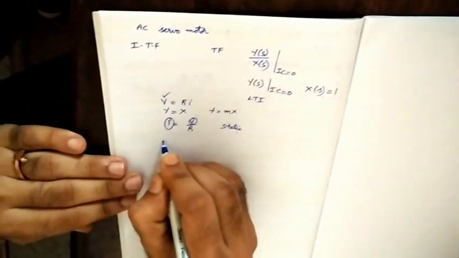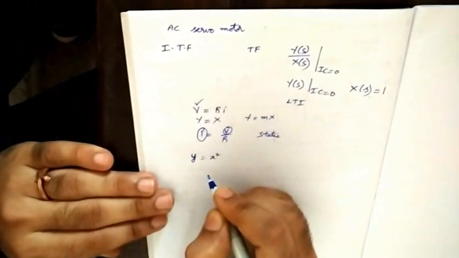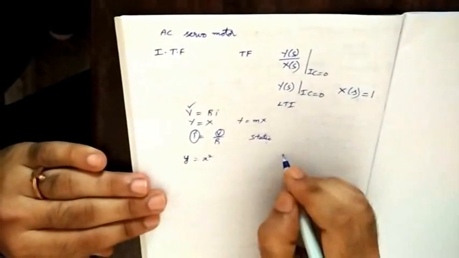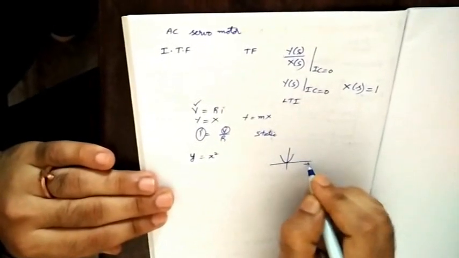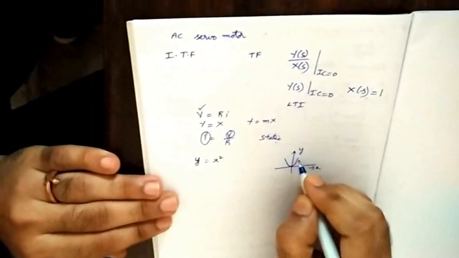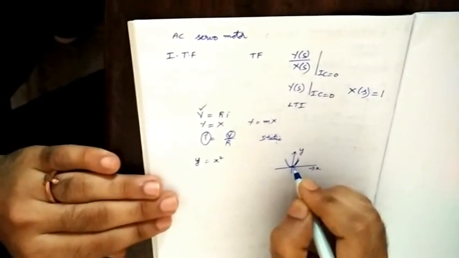Now, going ahead with this, y is equal to x square. Is it linear? Yes, no. If I ask you to linearize this, what will you do? We will make a tangent. You will make a tangent at each and every point.